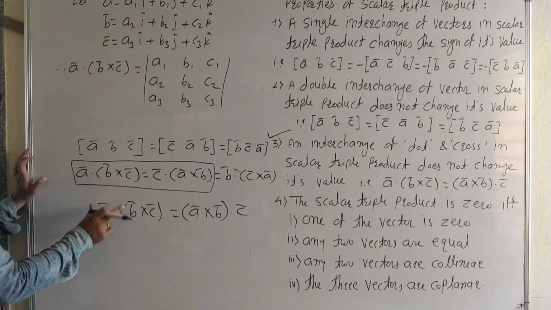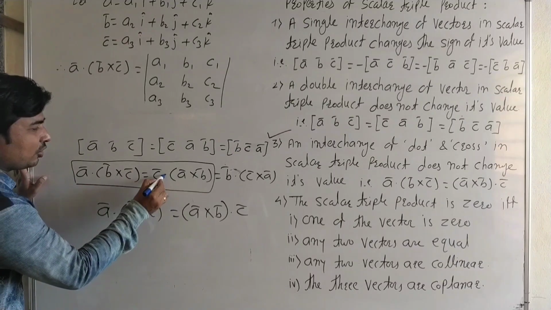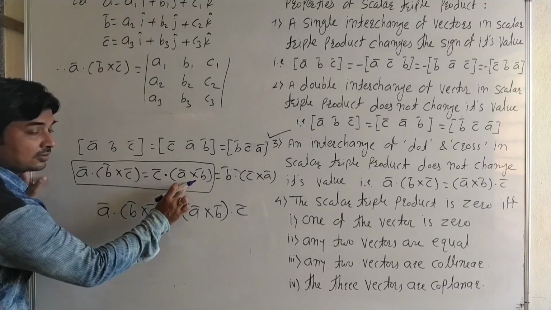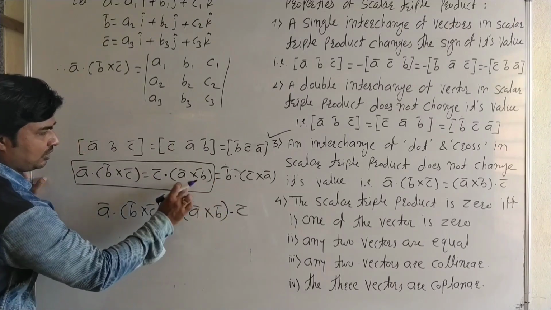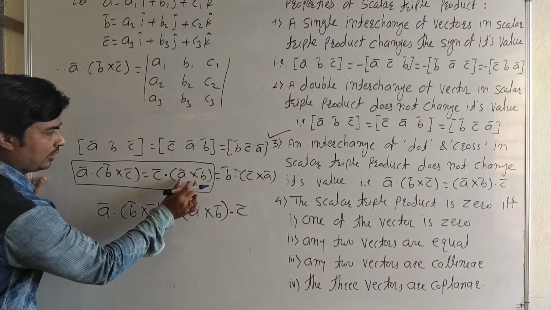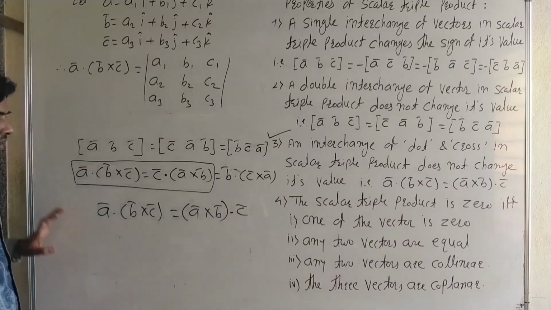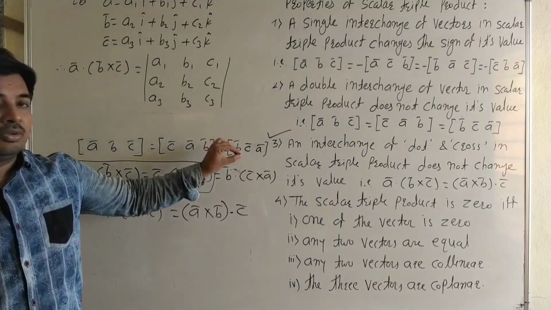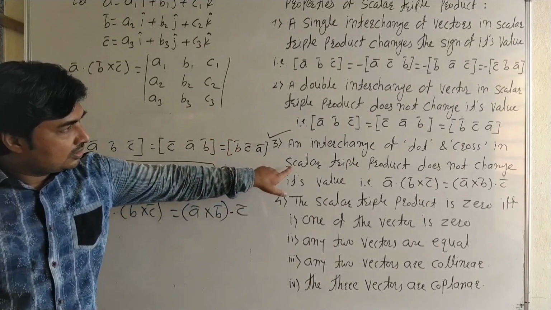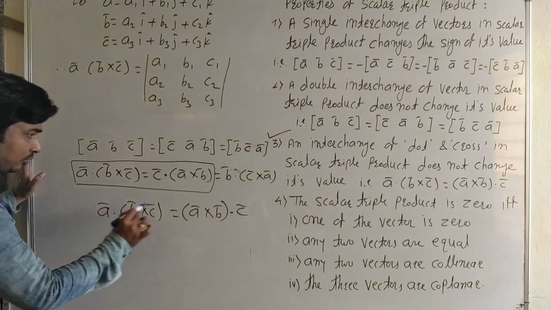Here A bar dot, and here it is a dot product between these two vectors, and dot product is commutative, therefore we can write A bar cross B bar dot C bar. It is the third property, we can interchange dot and cross product.